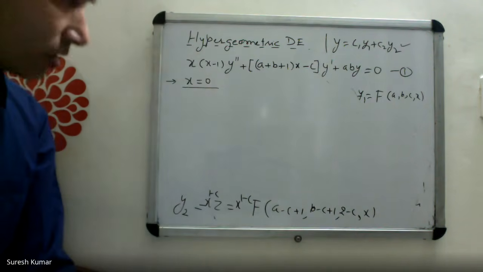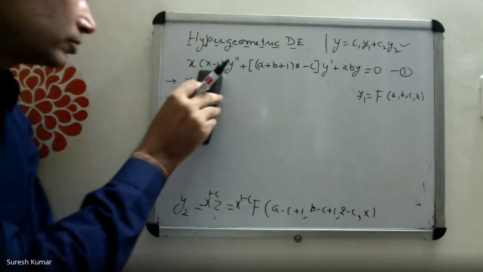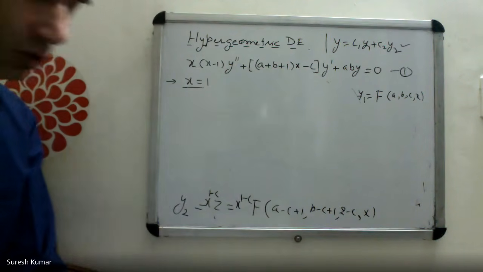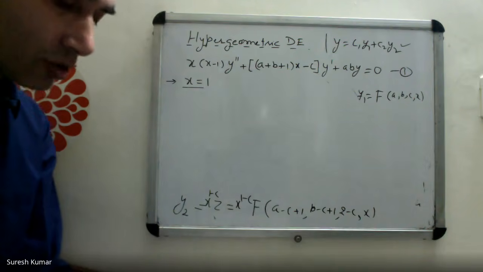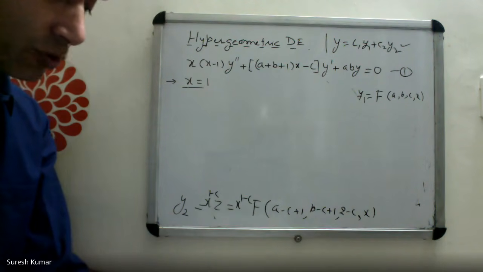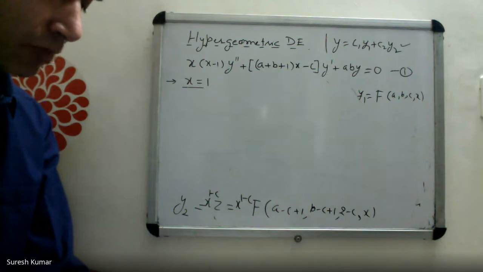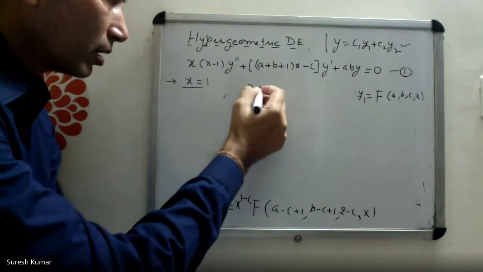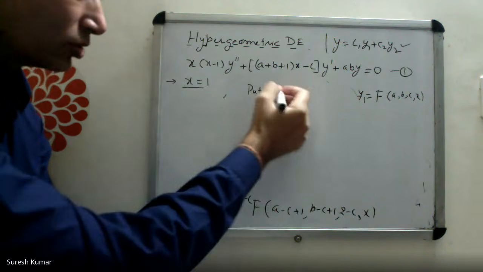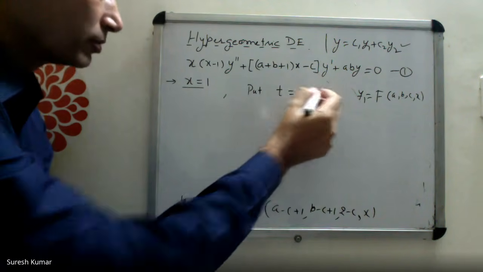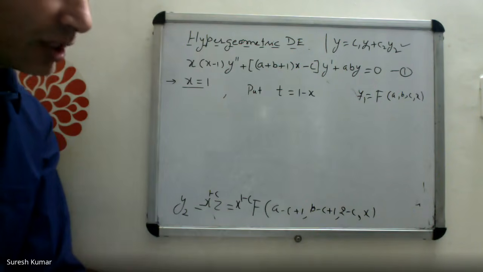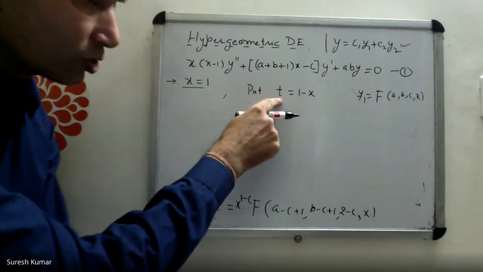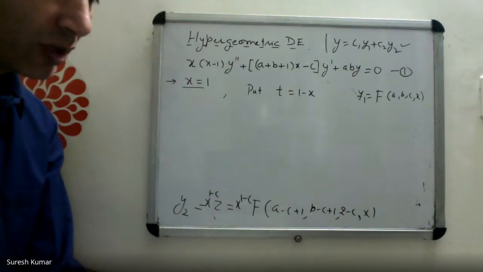We have solved this equation about x equal to 0. Let's solve it about x equal to 1 now, because x equal to 1 is also a regular singular point. For this, let's use the transformation t equal to 1 minus x. You understand why I am doing this? Because x equal to 1 corresponds to t equal to 0, and solving about 0 is simple.